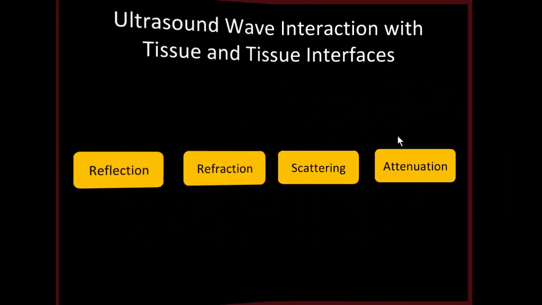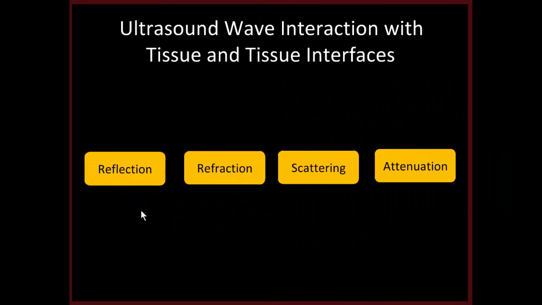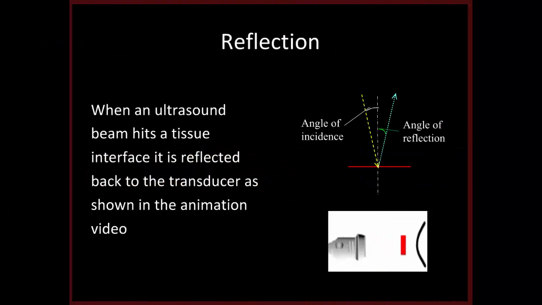There are 4 main interactions of an ultrasound wave with tissue or tissue interfaces. They're going to be reflection, refraction, scattering, and attenuation. I'm going to go ahead and show you 4 more slides with a little bit more detail about each of these 4 interactions. Reflection describes the phenomenon when an ultrasound beam hits a tissue interface and is reflected back to the transducer, as shown in this animation here.